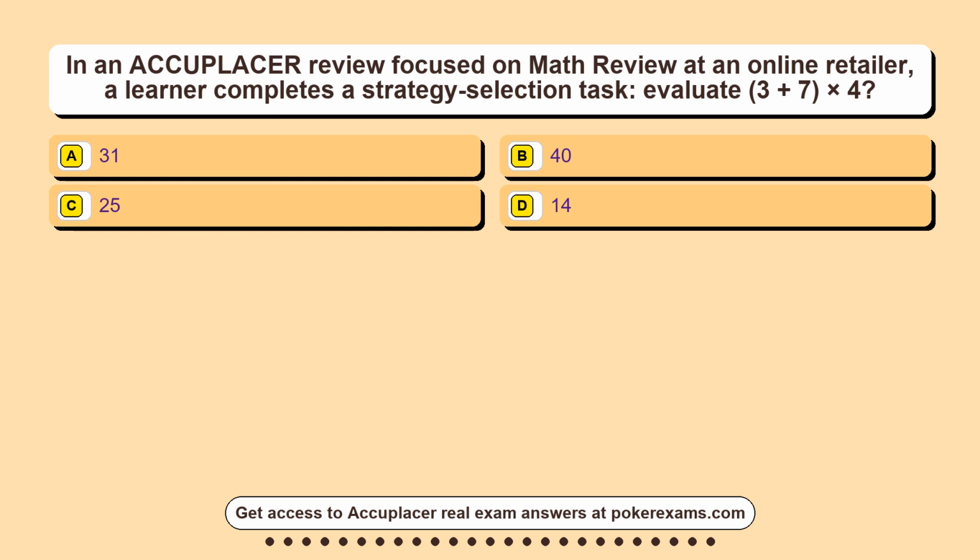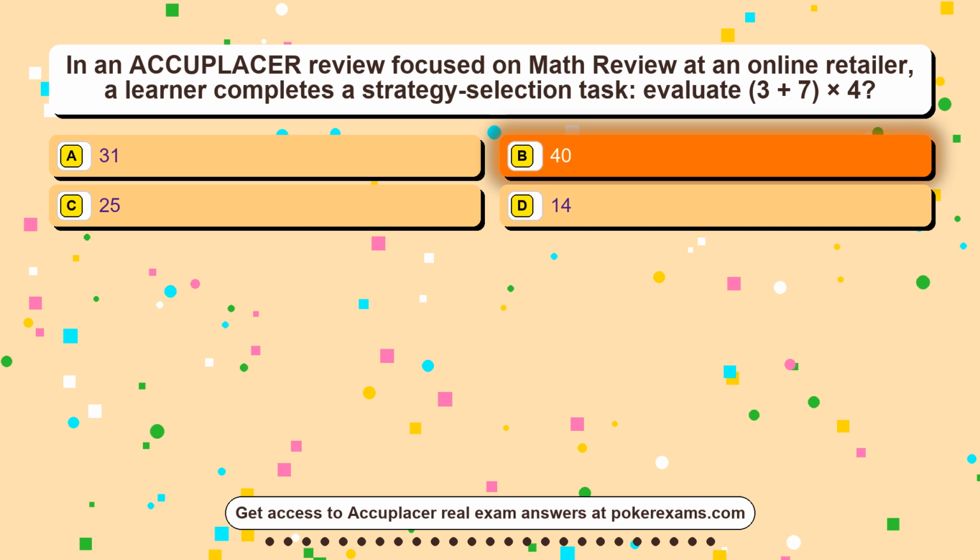Question 8. In an Accuplacer review focused on math review at an online retailer, a learner completes a strategy-selection task. Evaluate 3 plus 7 times 4. Option A, 31. Option B, 40. Option C, 25. Option D, 14. The correct answer is option B, 40.